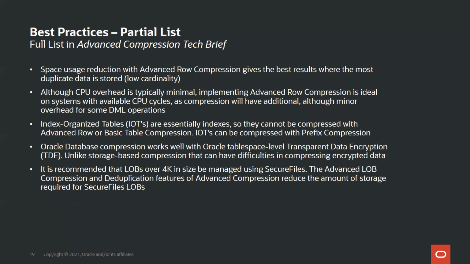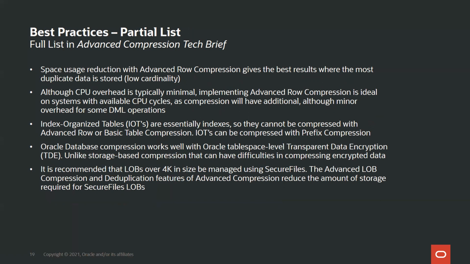Some best practices. This is a partial list. There's a full list in the advanced compression tech brief. Space reduction with advanced compression gives the best results when the most duplicate data is stored. So in order to get the best results with database compression, specifically advanced row compression, you want to make sure you have duplicate data. The more unique the data, the lower the compression ratio.